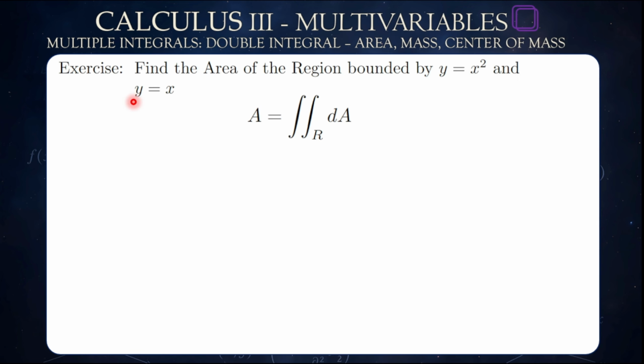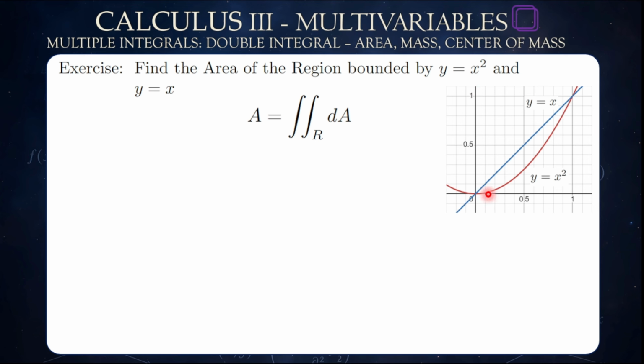An example for that, find the area of the region bounded by y equal x squared and y equal x. A is equal to the double integral over R of 1 times dA, where dA of course is r dr d theta, since we have polar coordinates, since we have curves. So this is the representation.